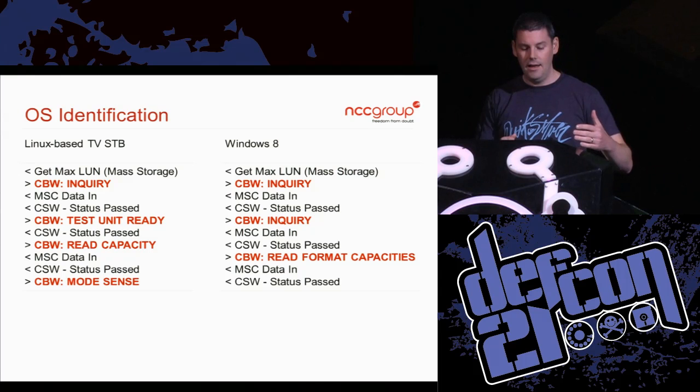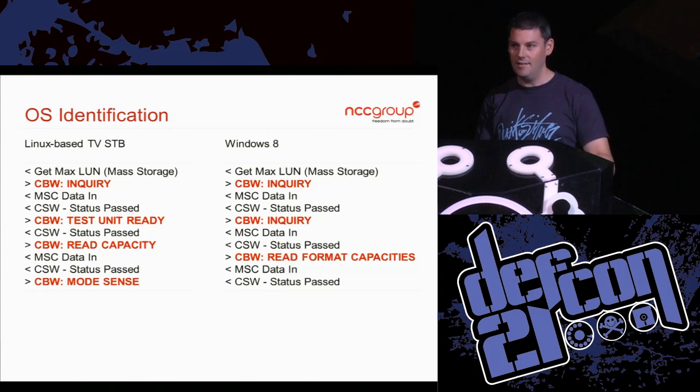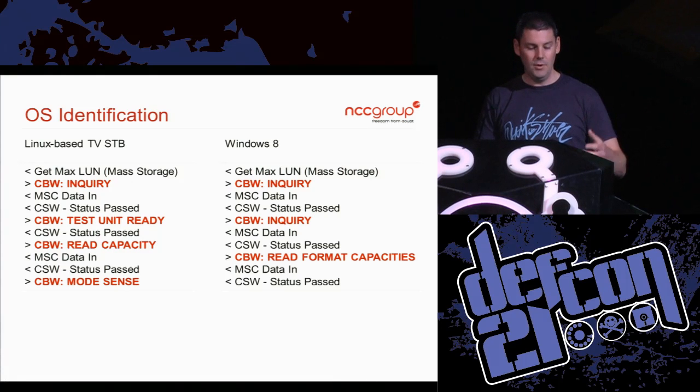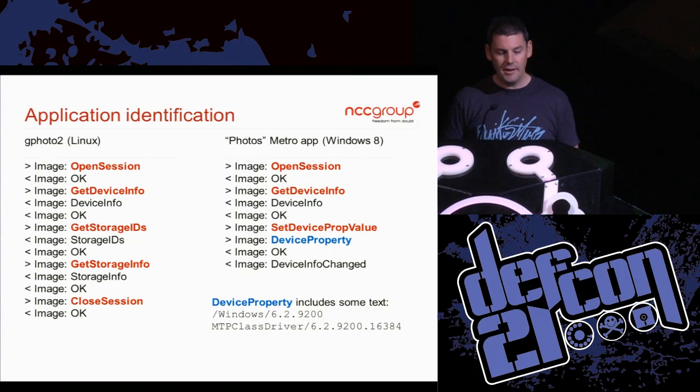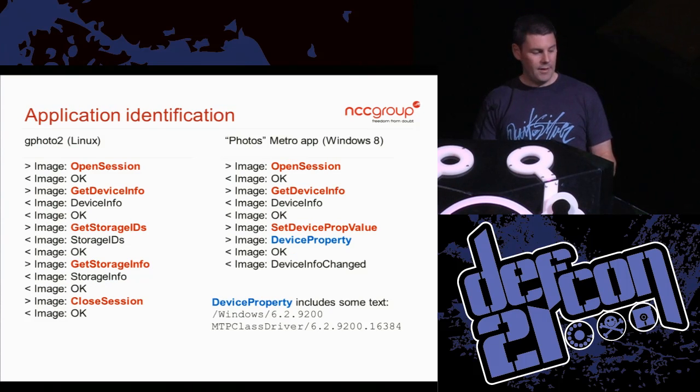And it's worth pointing out that every time you plug into these specific OSs, that's the pattern of requests and replies. So you can quite clearly fingerprint them there. Application identification. I talked about the different applications that automatically spawn when you plug in a USB device. So here we're talking about a USB camera that's plugged in.